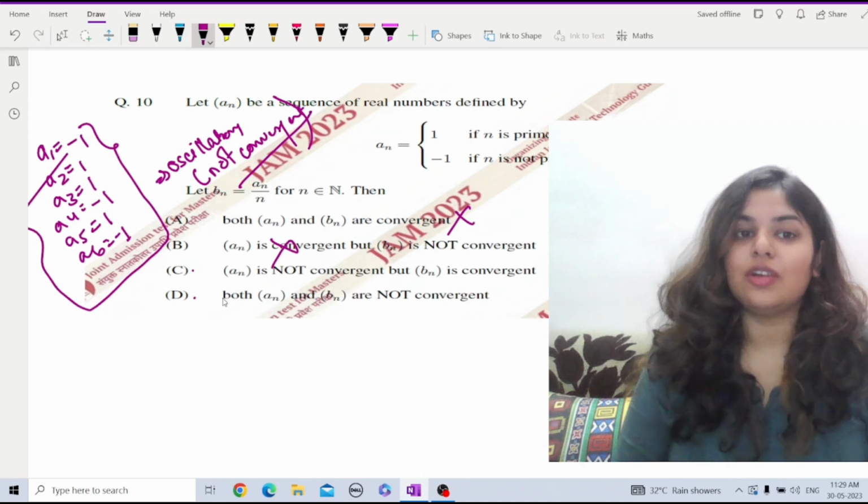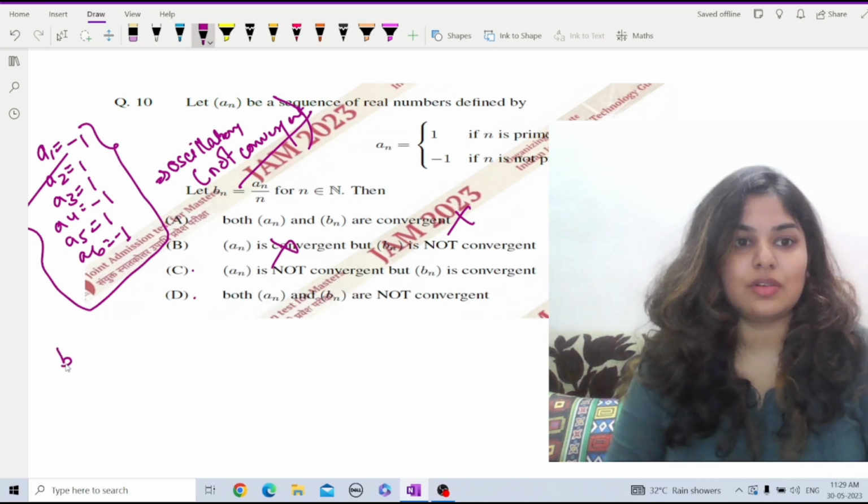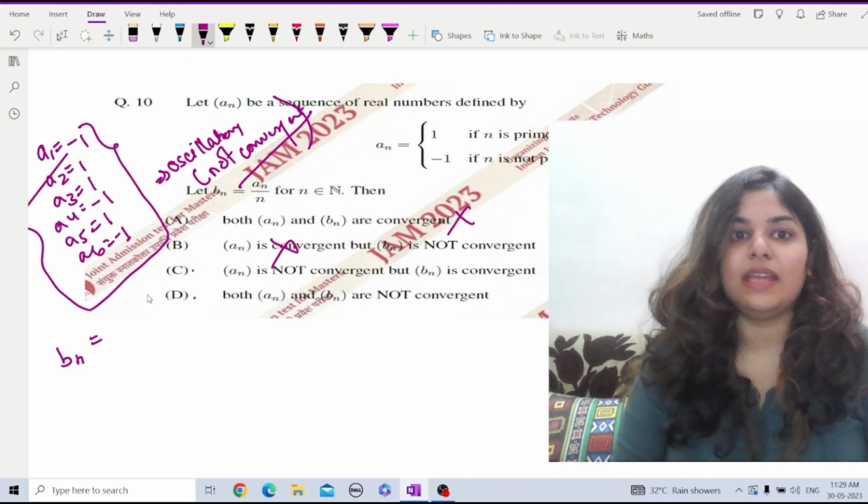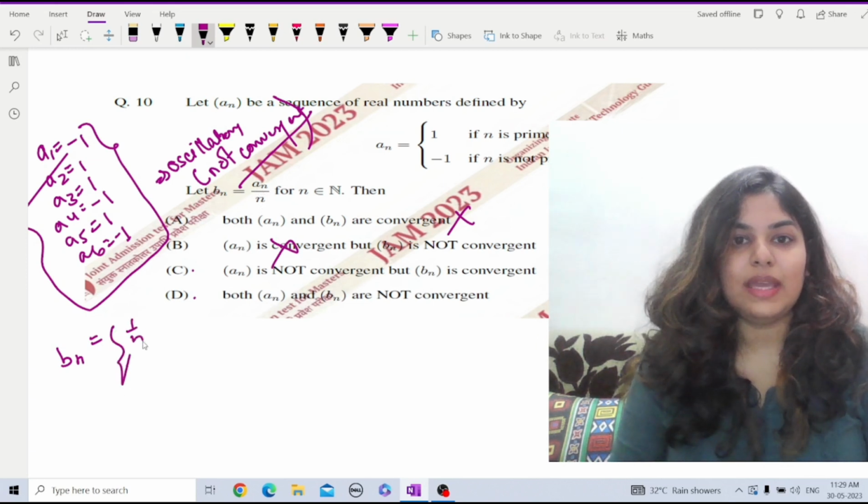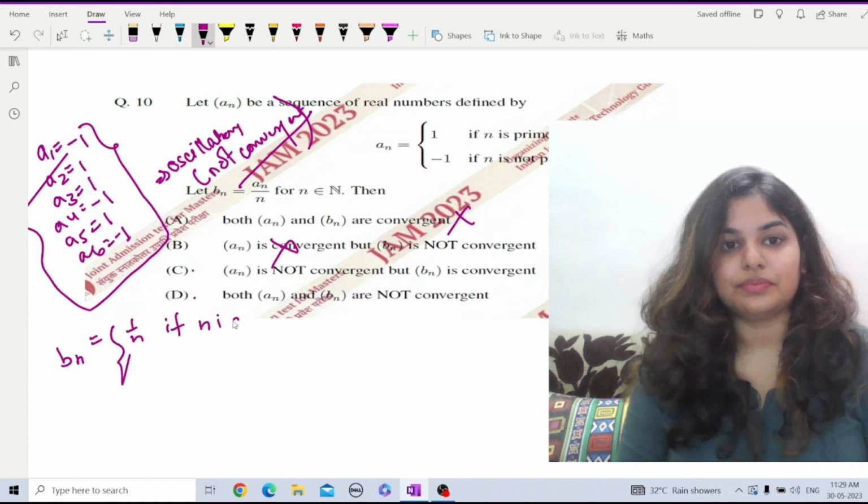In order to understand, let us check b_n. So now b_n is equal to, how can I write the b_n series? It is defined by a_n by n. So b_n will be 1 by n if n is prime, and minus 1 by n if n is non-prime.